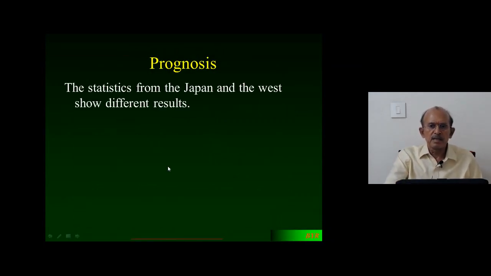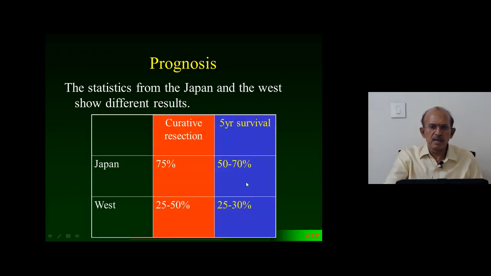Prognosis: the statistics from Japan and the West show different results. In Japan, they can do 75% curative resections. That means 75% of the cases are operable tumors. The 5-year survival rate is about 50 to 70%. In the Western countries, curative resection is only 25 to 50%, and the survival rate is only 25 to 30%. We too have the same type of results from the institutions.